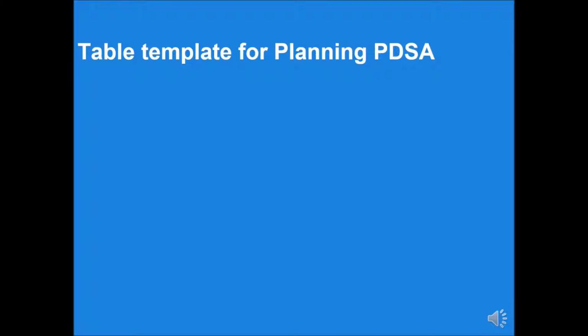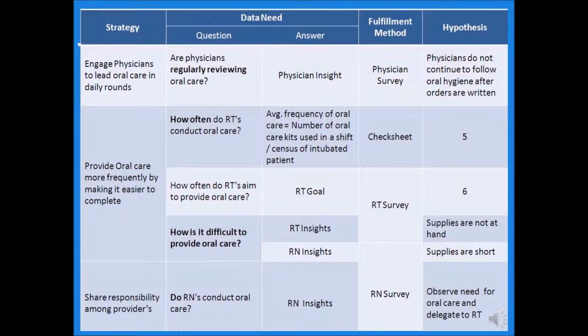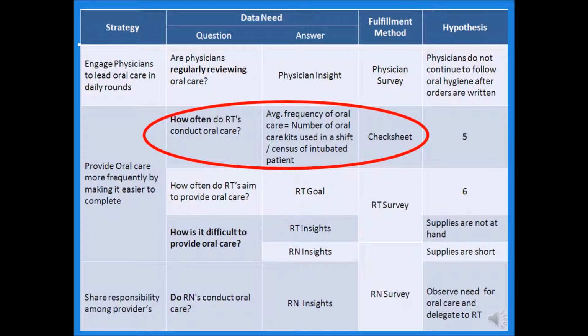So if you think back to the template that I provided from last lecture for planning a PDSA cycle, and we look at the one for the ventilator-associated pneumonia project, for each of the questions that you want to answer, there was a fulfillment method or a planned way of getting that data. And in that project, specifically for looking at how often oral care was occurring, a check sheet was the most appropriate kind of data collection device because that data was going to be gathered by tallying a number of items that were used each day and a number of patients that had this condition each day on a shift.